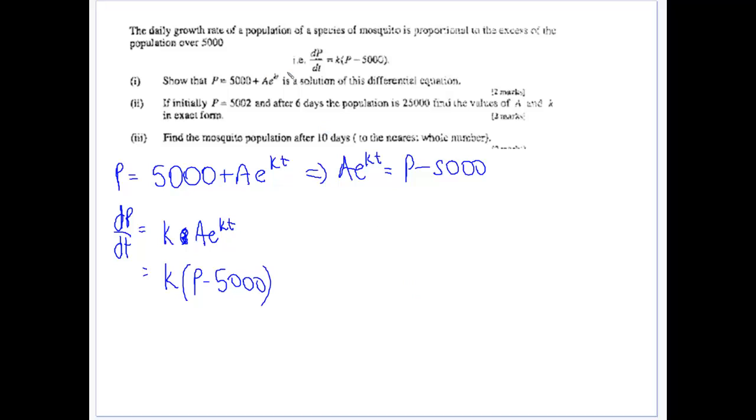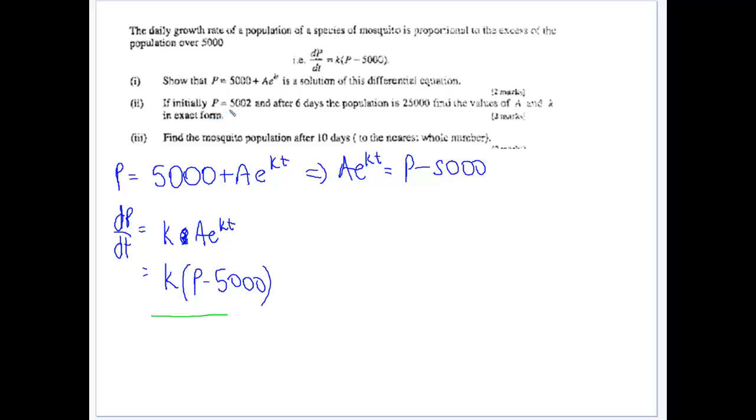So next question, we've got a daily growth rate given to us by k times (p minus 5,000). So show that p equals 5,000 plus a e to the kt is the solution. So again, we do that manipulation. We've seen it a few times now. It's a very popular little question to ask. See if we can do that little manipulation. But it's pretty easy manipulation.